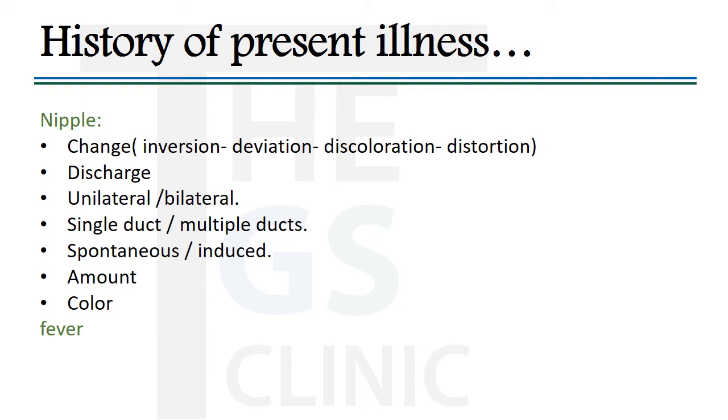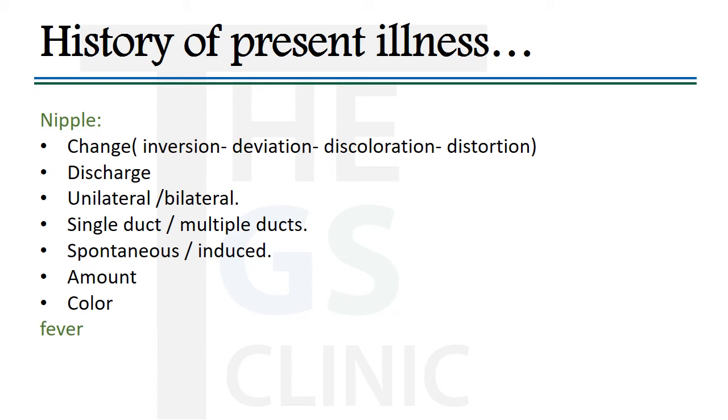Next, we have to ask about the discharge. Is there any discharge? Is this discharge from a single duct or from multiple ducts? Is this discharge unilateral or from both breasts? Does it come out spontaneously, or is it induced? Like the patient says, I put a tissue paper under my bra and I find the discharge on the tissue paper. Other patients say, no, I have to squeeze the nipple to induce the discharge to come out. These are different, have different pathology, and are very important information.